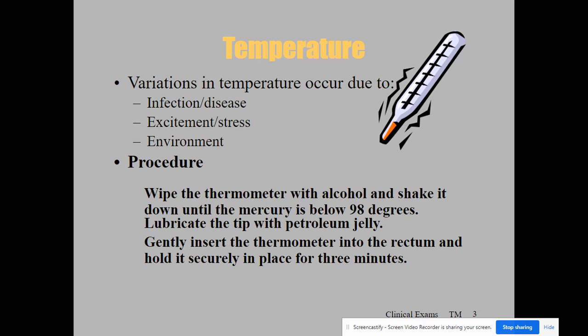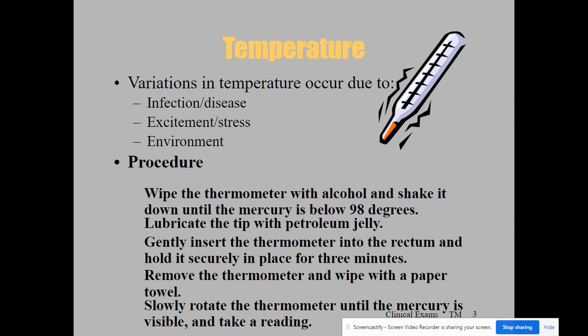Okay. Once we've got our 3 minutes or we've got our reading, then we can go ahead and remove the thermometer and wipe it off with a paper towel to start. We don't want to be handling it, touching it too much because we want to be able to read it. We want to clean all of that extra petroleum jelly and anything that could have got on it from the inside of the animal. We want to remove that, and then we want to get our reading.